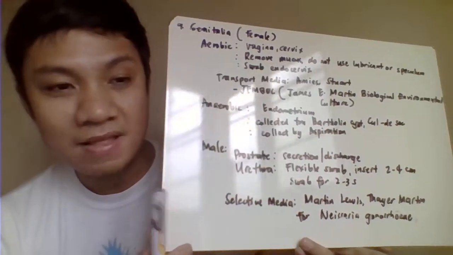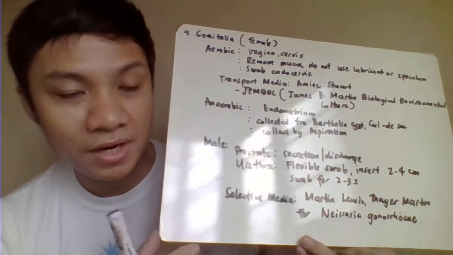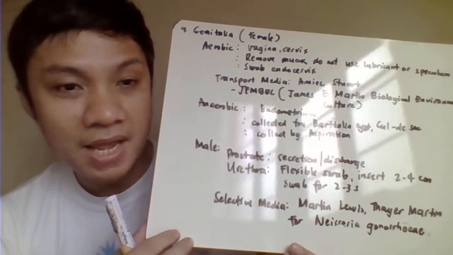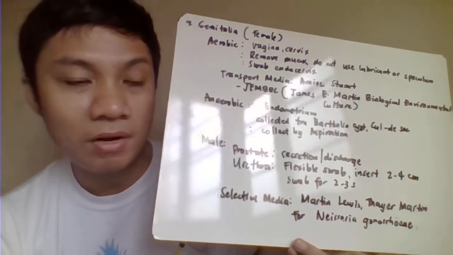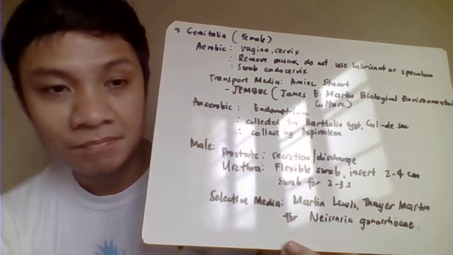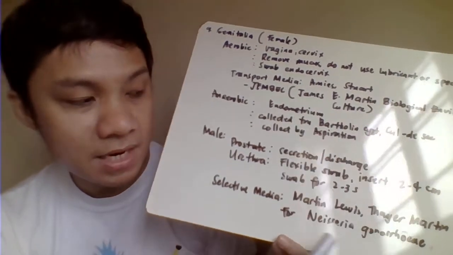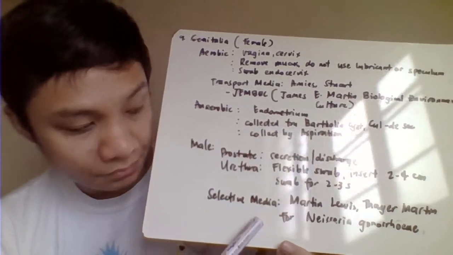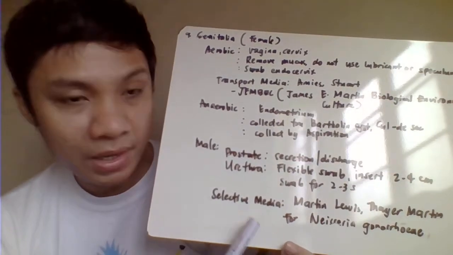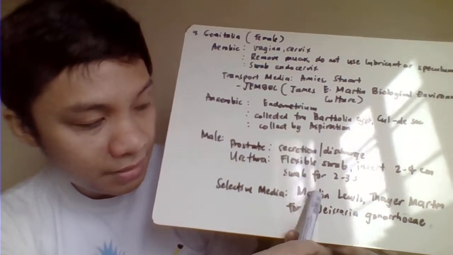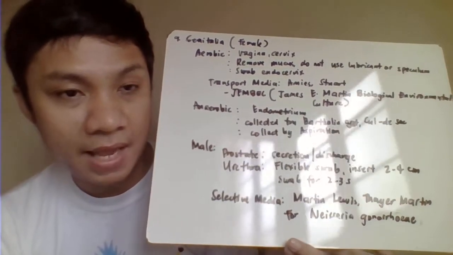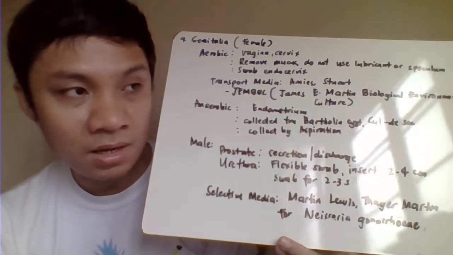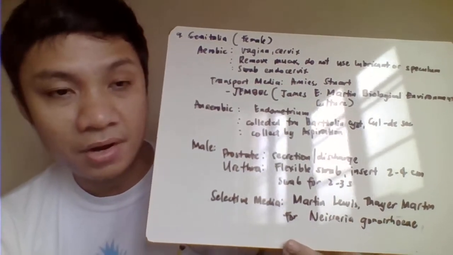Okay, we have here the selective media for the recovery of Neisseria gonorrhoeae. Most likely, we are diagnosing sexually transmitted disease when we're collecting the specimen in the genitals, with Neisseria gonorrhoeae, for the Neisseria infection. So these are actually the selective culture media for Neisseria gonorrhoeae. We have here your Martin Lewis. You could also have here your Thayer Martin.